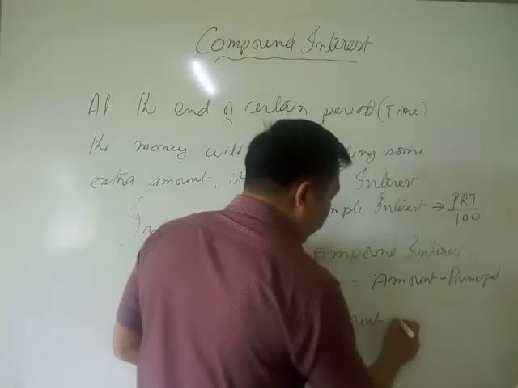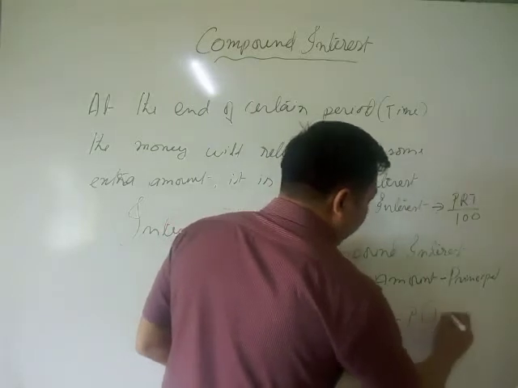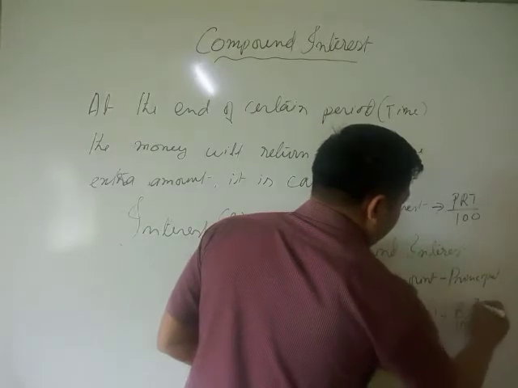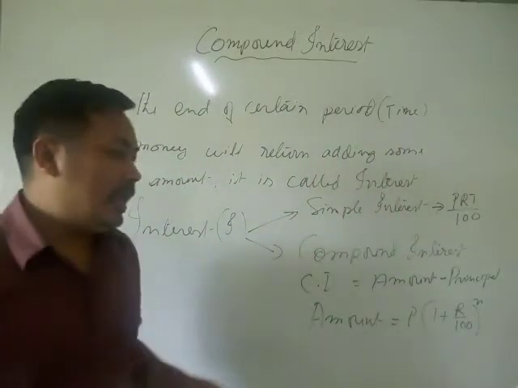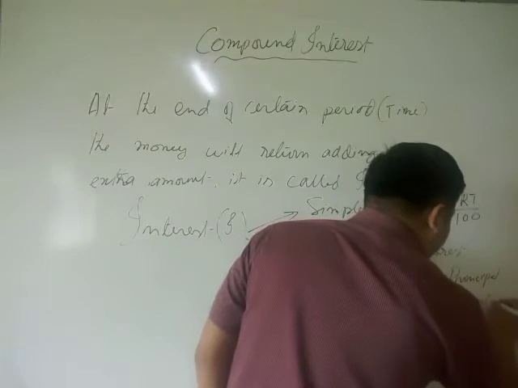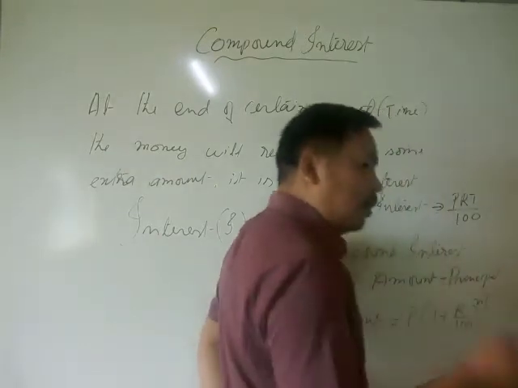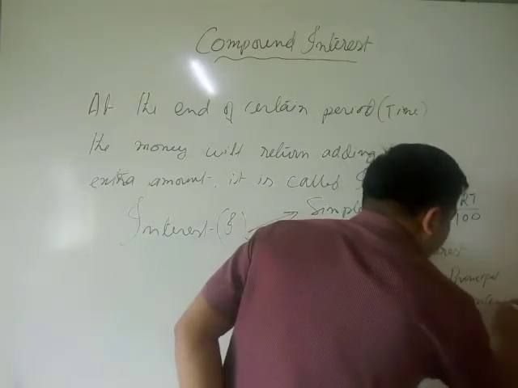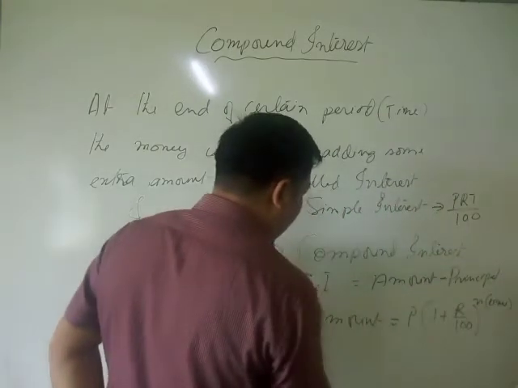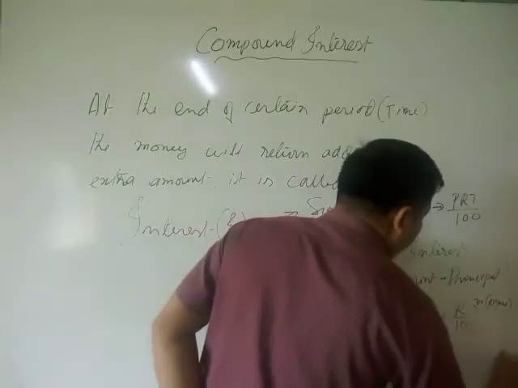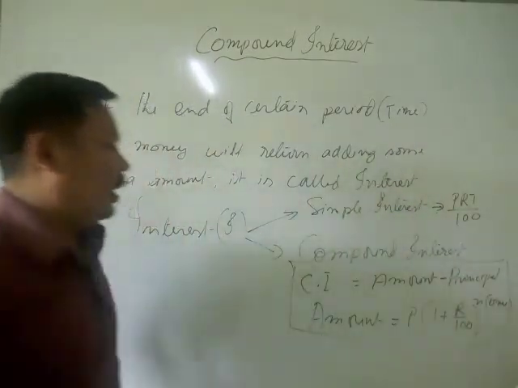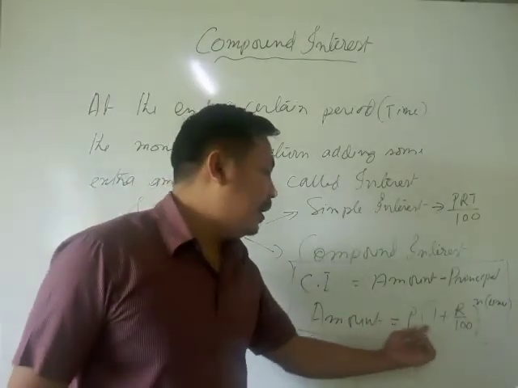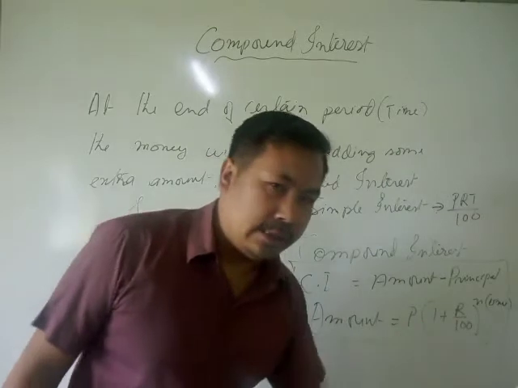Amount will be principal into 1 plus R over N to the power of n. So n is time, the number of years, number of days, how much time it will be. Listen. This formula you are supposed to remember and study. Compound interest is amount minus principal, and amount is equal to P into 1 plus R per 100.